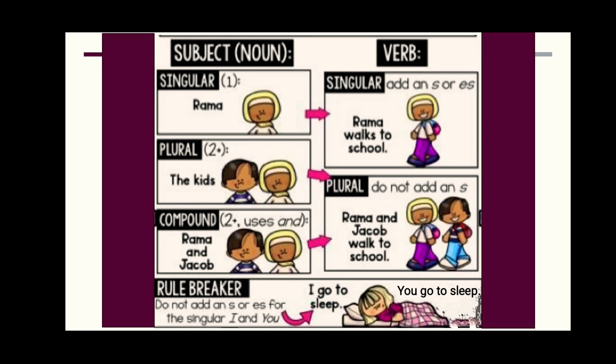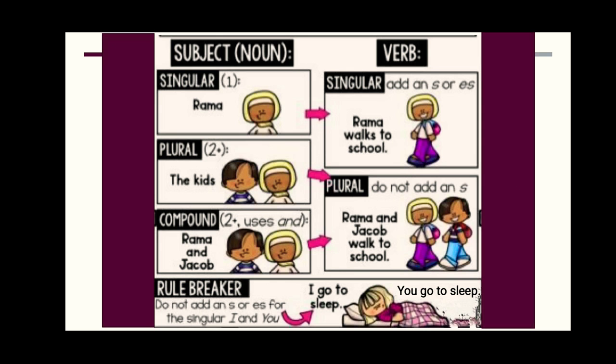in the box, compound subject. That means when two singular subjects are joined with and, like Rama and Jacob, these are also considered as a plural subject. That means when two names are there and they are joined by and, those would be a plural subject. So we would make the sentence Rama and Jacob walk to school. So you can see that we haven't added s here.